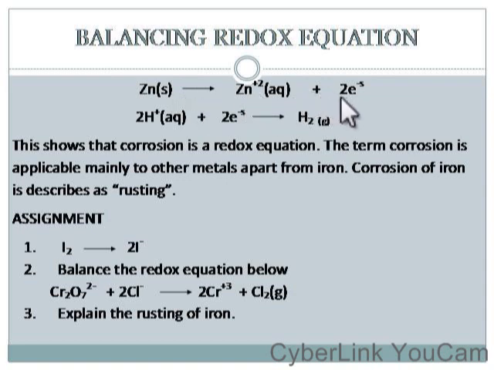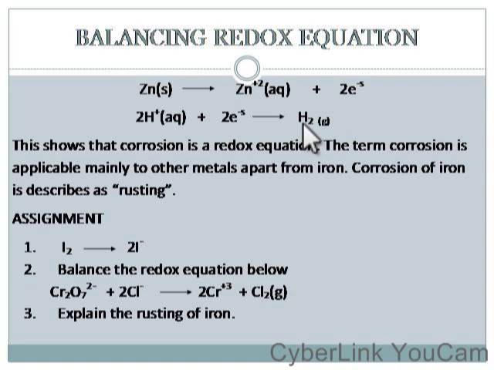This is the 2 electrons which will be taken up by the hydrogen ion in the hydrochloric acid, so that it will produce hydrogen gas. Now this process shows that corrosion is a redox equation, because a particular substance is releasing electrons while another one is taking up the electrons. So there is going to be an oxidation part and then the reduction part.